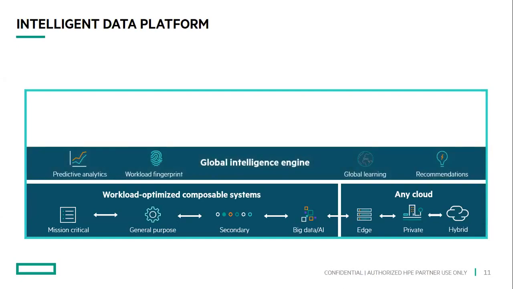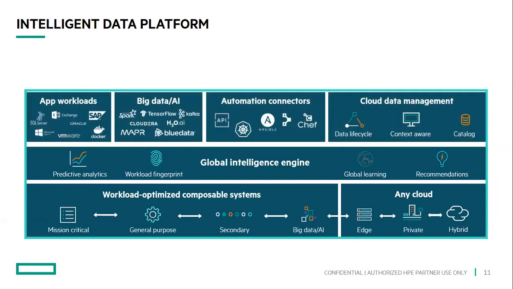Then on top, we have a layer of global intelligence that supports predictive analytics. That means it gives you predictions from a fault perspective, from a capacity perspective, and from a workload optimization perspective. Then we have the workload footprint and global learning, and after that we have recommendations, like what sort of workload is suited for what, how to optimize your workload, or what would be the optimal host for this XYZ virtual machine.